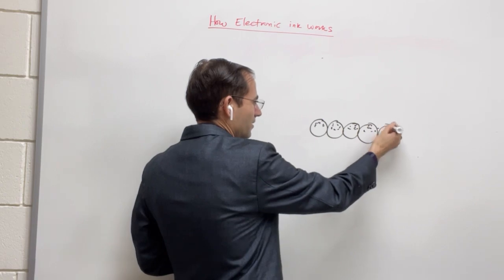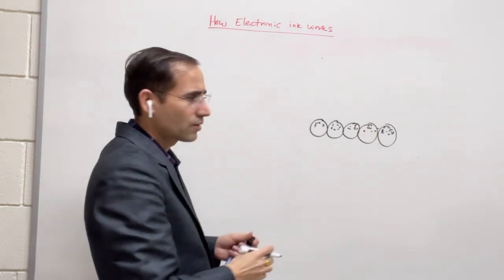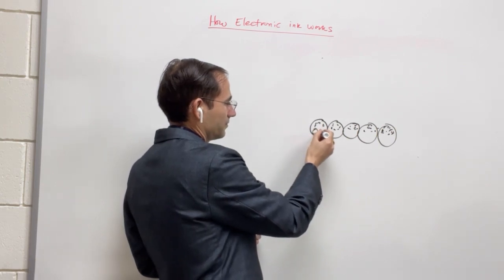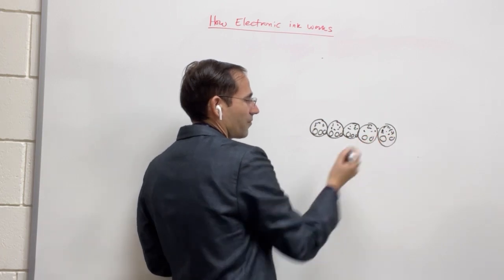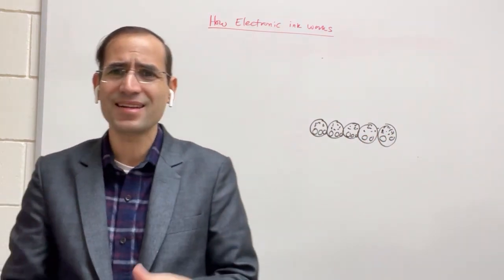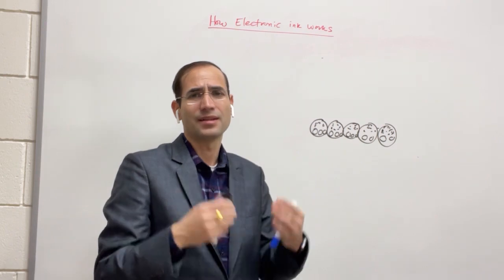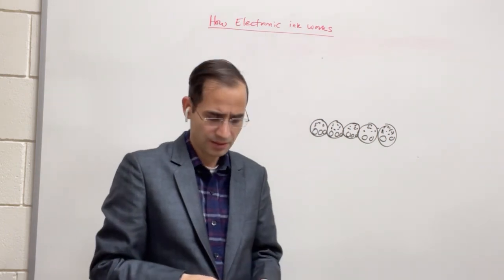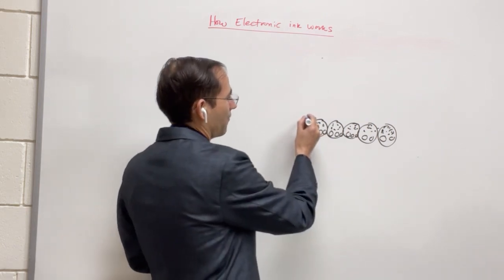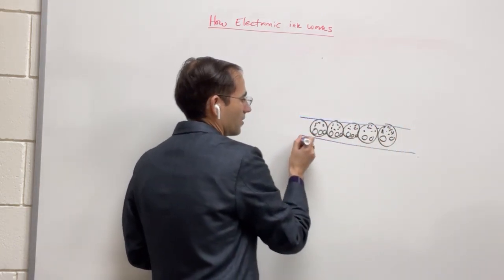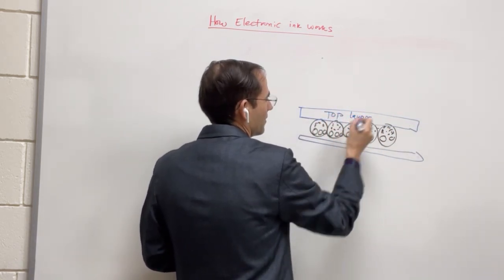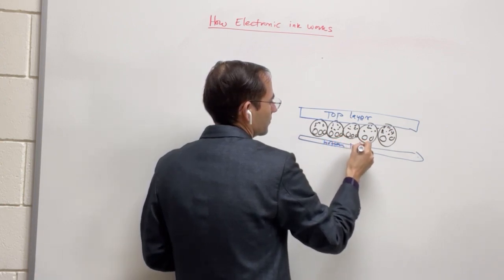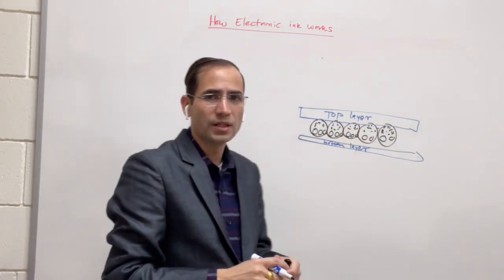And within these microcapsules, we put beads. These are the beads; this is a white bead. These white beads are slightly negatively charged. Why do we charge them negatively? We'll discuss this. These microcapsules are placed between two layers, the top layer and the bottom layer. They are sandwiched between these two layers.